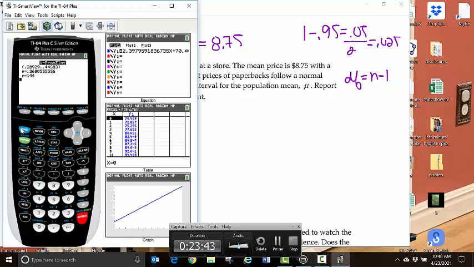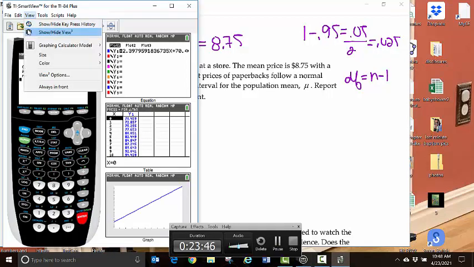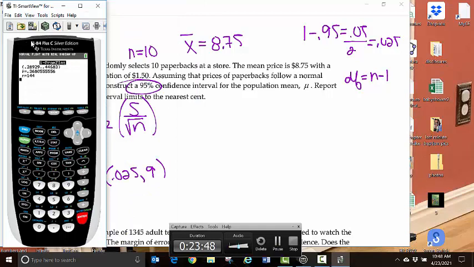So second, vars, inverse t, okay, 0.025, degrees of freedom of 9. And we know we need 2.26.